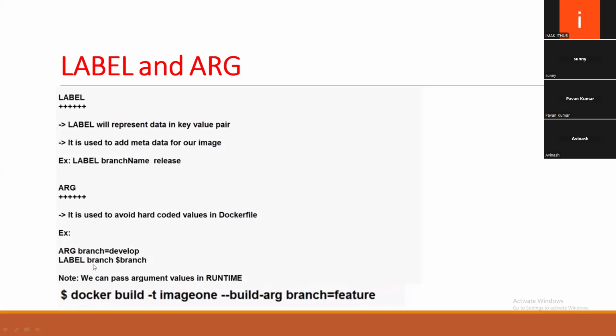ARG branch=develop, LABEL branch=$branch. So what is the branch? Branch is develop, right? It is used to avoid the hard-coded values in the Dockerfile, for example password, anything. So it will be hard-coded. We can pass the argument values at runtime, right? docker build -t image-name --build-arg branch=future. So we can provide the branch name at runtime. Runtime means when we build the image, at that time also we can pass the arguments, things like passwords.